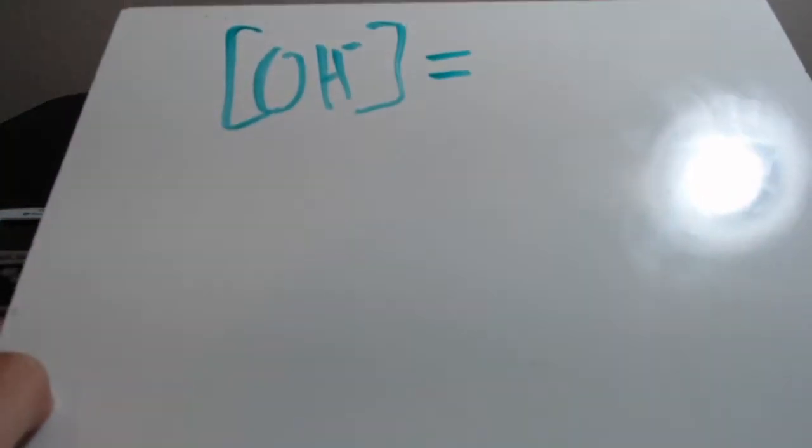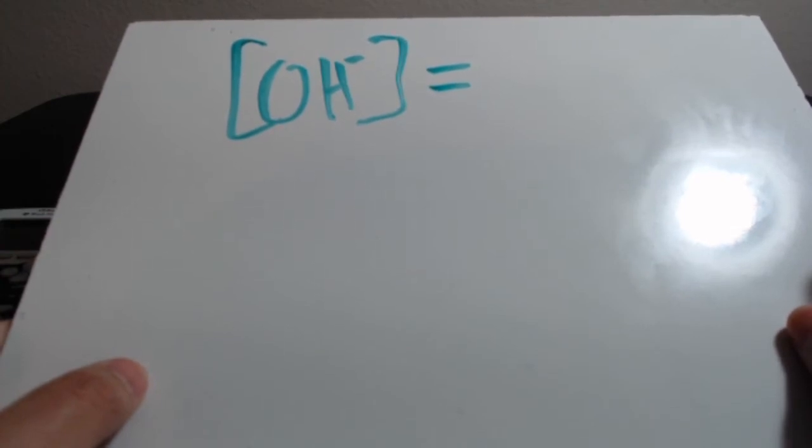Example number 3 here. What is the concentration of hydroxide in a solution with a pH of 9.8? Alright, so we're solving for concentration of hydroxide. Come on, focus. So we're solving for concentration of hydroxide.